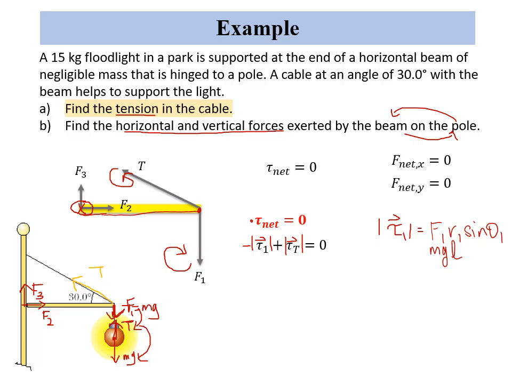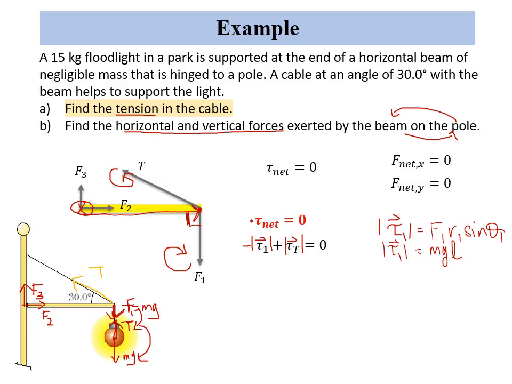And then we want to figure out what is the angle between these two vectors. As you can see, F1 is perpendicular to R, so the angle is 90 degrees and sine of 90 is 1. So the magnitude of torque 1 is mgL.